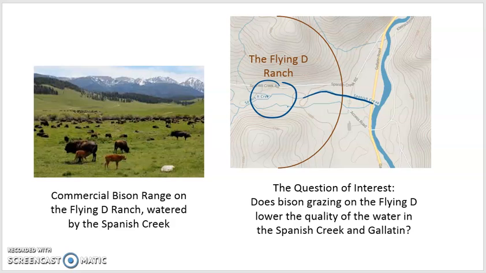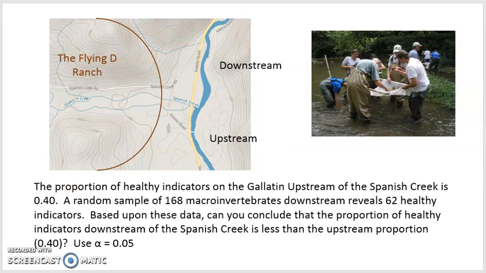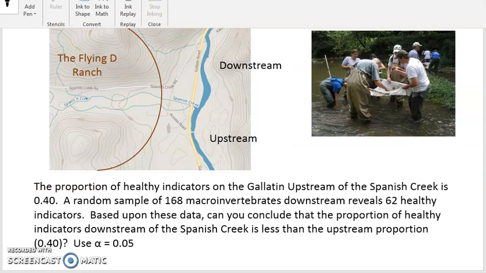That's the question. Again, one way to monitor water quality is to look at macroinvertebrates, or bugs. And again, what we're looking for is healthy species. Actually, healthy means pollution sensitive. They're indicative of a healthy environment. So we've done this with a confidence interval.